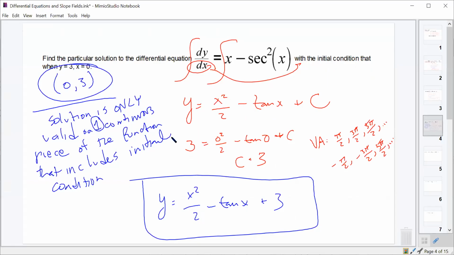Yeah. So between which two asymptotes does our initial condition of x equals 0 sit? Pi over 2. That's only one. Between which two?